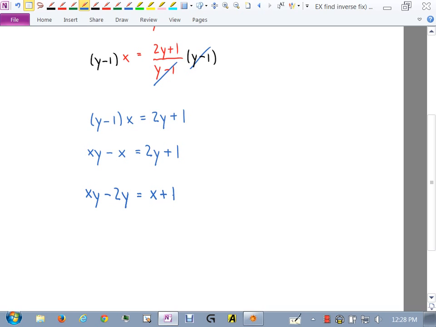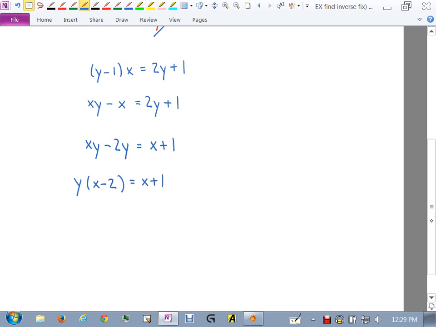Because you can actually factor a y out of the left now, can't you? These both have y's in them, right? Pull the y out. If you pull the y out, what are you left with? X minus 2 there, right? Equals x plus 1.